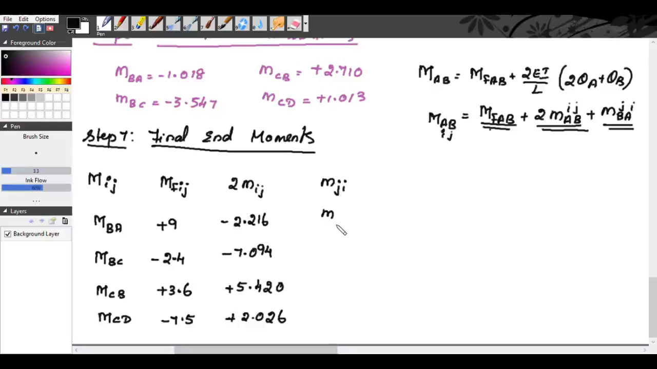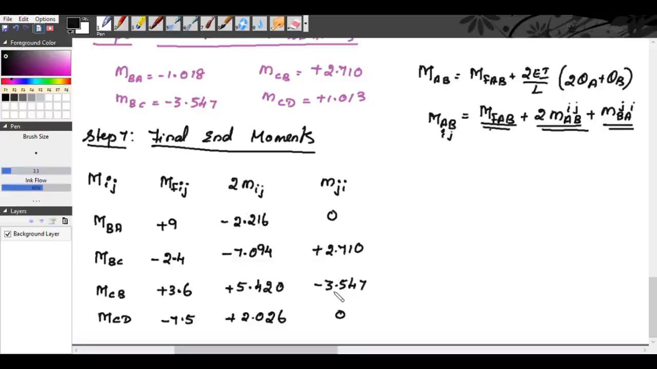So what is MAB? So next is MBA, right? MAB, we don't have, that is 0. A is I, B is J. So it is MJI, MCB, so MJI plus 2.710. Here you have to write MAB is minus 3.547, right? So that is the meaning of this.